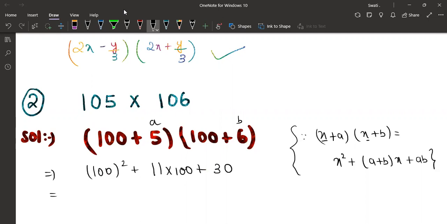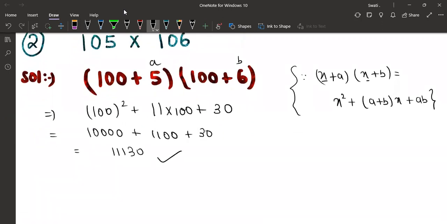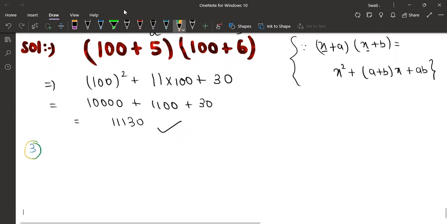Now we need to simplify this. And if you're good in calculation, you can do this quickly. So this will become 100 into 100, I'm extremely sorry, 10,000, and plus 11 into 100, which is 1100, and plus 30. And when you add this, you will be getting nothing but 11,130. I hope I'm correct. Okay, so yes, that is it. This is the answer. Let's move to the next one quickly. I'm just trying to cover as many questions as possible for you guys, for my lovely followers, for my lovely subscribers. So, yes, let's quickly do the next question.